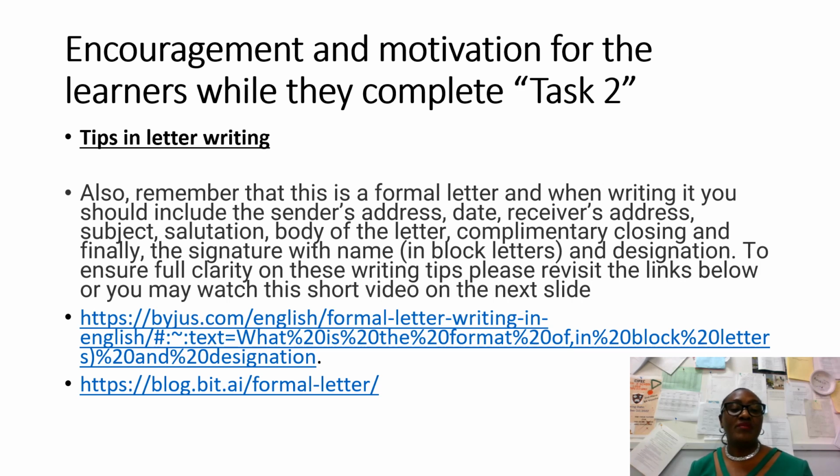You should remember that this is a formal letter or a business letter, and when writing it, you should include the sender's address, date, receiver's address, subject, salutation, body of the letter, complimentary closing, and finally, the signature with name in block letters and designation. To ensure full clarity of these writing tips, please revisit the links below, or you may watch the short video on the next slide.